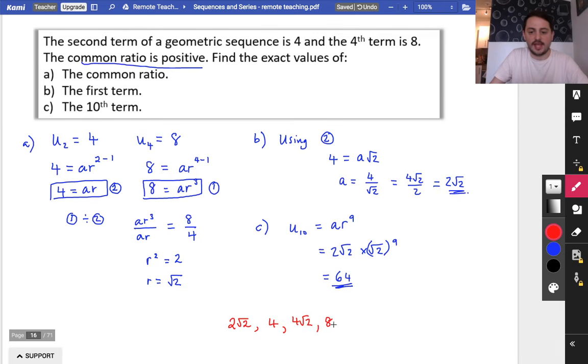Then we would get 8. Then we would get 8 root 2. Then we would get 16. Then we would get 16 root 2, etc., etc. So we've got the first, the second term, that's what they said. The third term, the fourth term, 5th, 6th, 7th, 8th, 9th, and 10th is going to end up as 64. Okay?